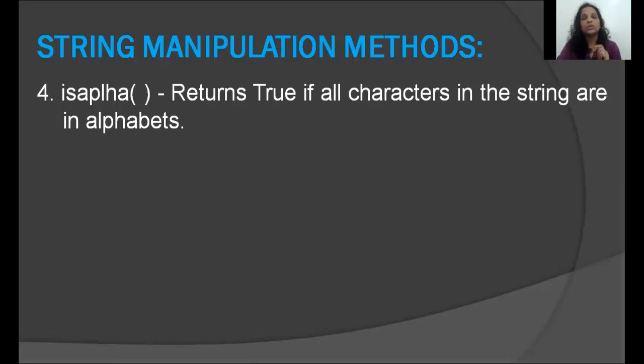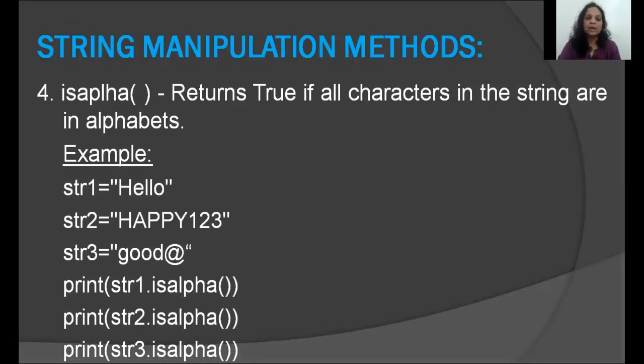IsAlpha function returns the value true if all the characters in the string are alphabets. That means your string consists of only alphabets and nothing else. Now in this example, str1.isAlpha is going to give me true because it only consists of alphabets. str2 is going to give me false because it consists of alphabets and digits. str3 with isAlpha is going to give me false again because it consists of alphabets and a special character.